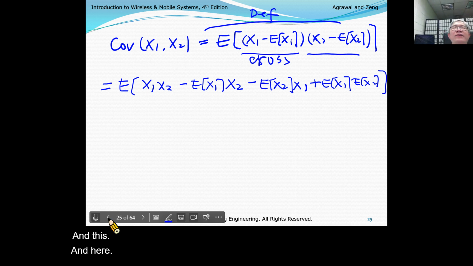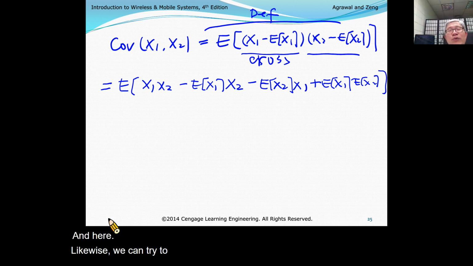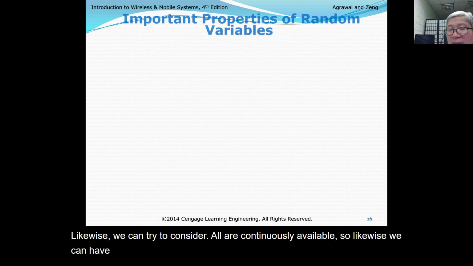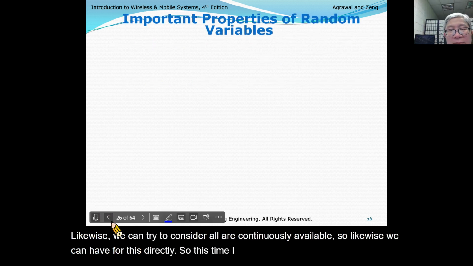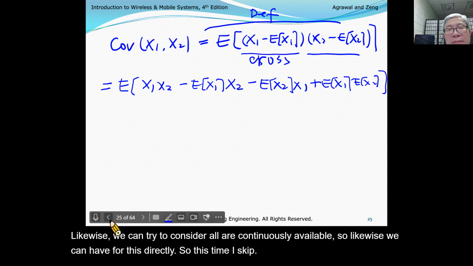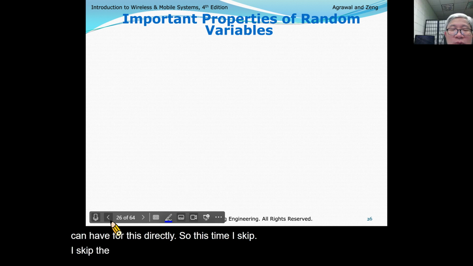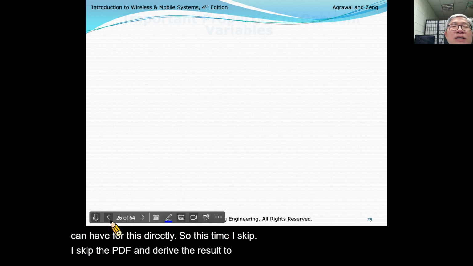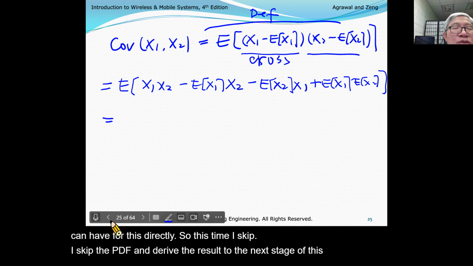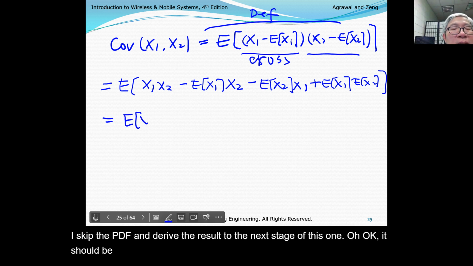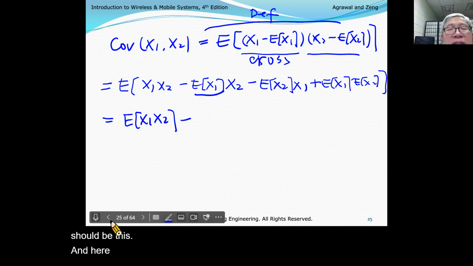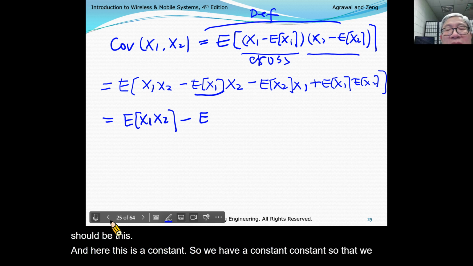Likewise, we can try to consider all are continuous random variables. So likewise, we can have this directly. This time, I skip the PDF and derive the result to the next stage as this one. Oh, okay, it should be this. And here, this is a constant, so that we have this.